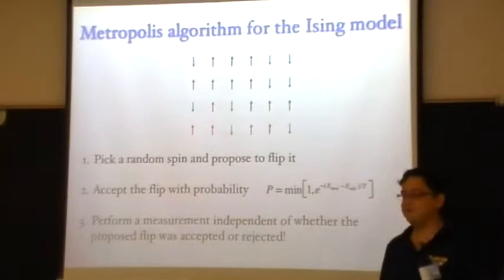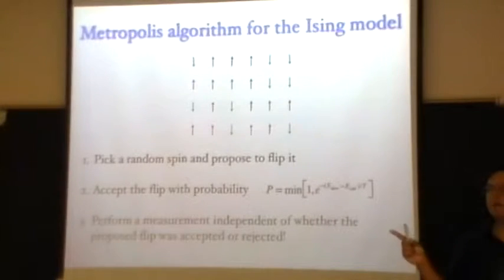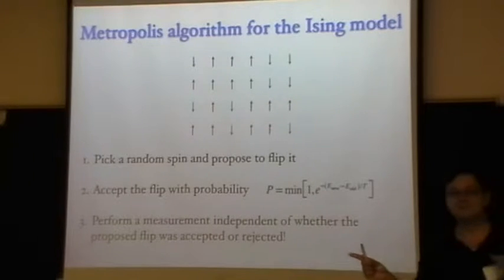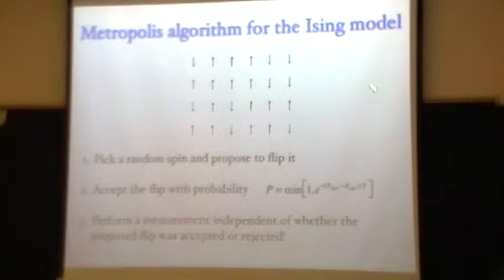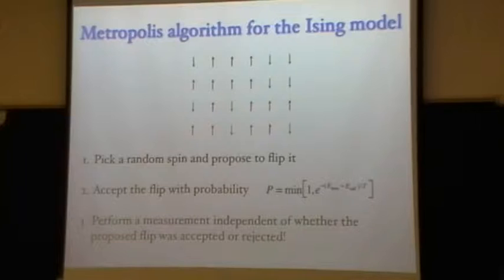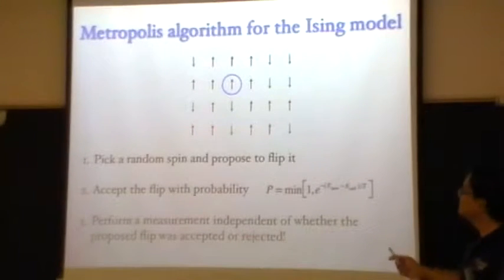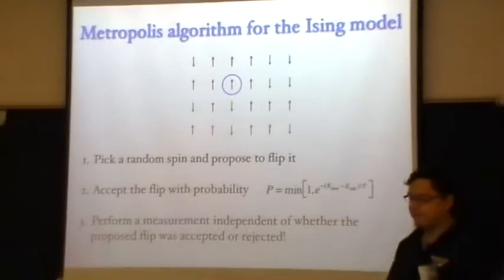For example, for the Ising model, I hope all people here know what the Ising model is. If not, you should stop me immediately. So we have an Ising model with some spins. The method is I pick a random spin, like this here. I propose to flip it.